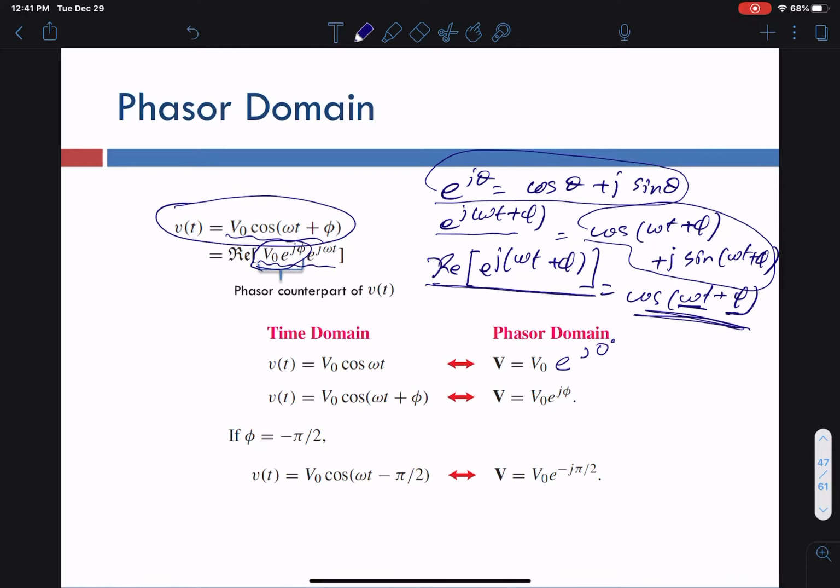So from this time domain signal over here, the phasor domain is only that part of it. For the time domain over here, there's no angle, so the angle is 0. And for this one, for the phasor domain, I will take this and the angle. So that's how it works, right? If the angle is negative 90 degrees, that will be negative 90 over here. That is the phasor domain from the time domain.